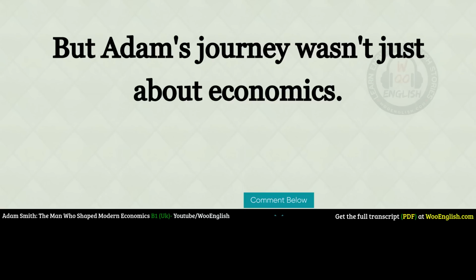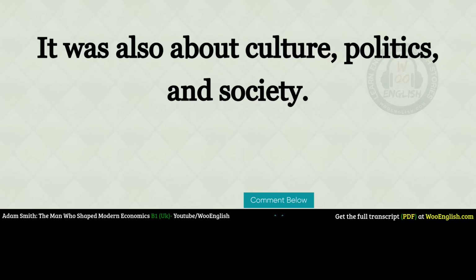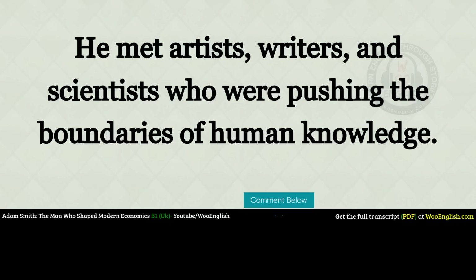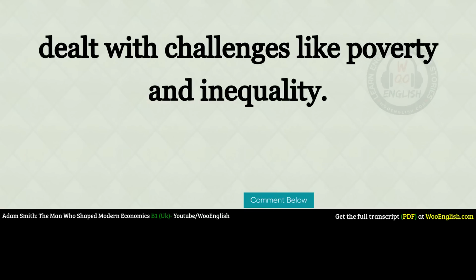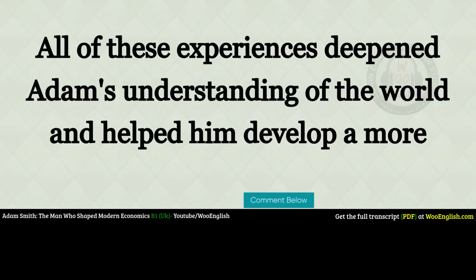But Adam's journey wasn't just about economics. It was also about culture, politics, and society. He met artists, writers, and scientists who were pushing the boundaries of human knowledge. He saw how different societies organized themselves, how they governed their people, and how they dealt with challenges like poverty and inequality. All of these experiences deepened Adam's understanding of the world and helped him develop a more comprehensive view of economics.